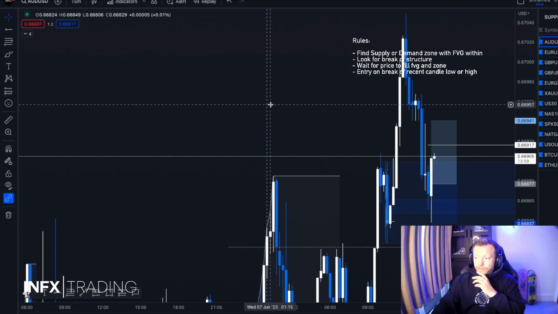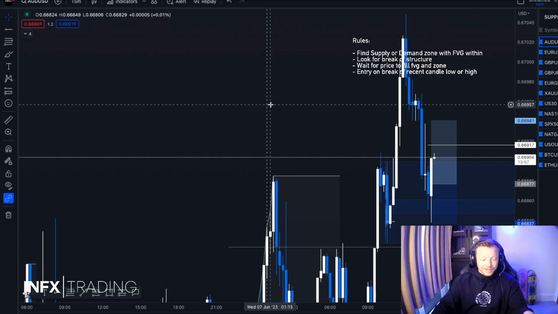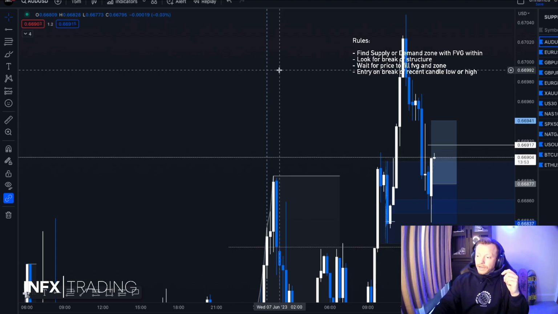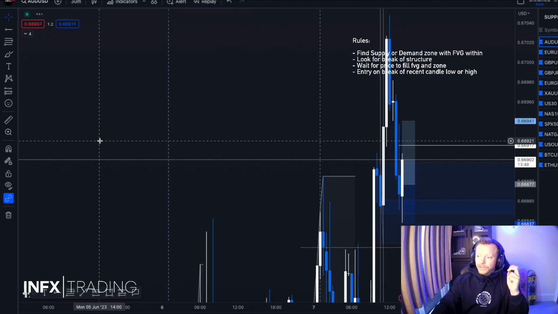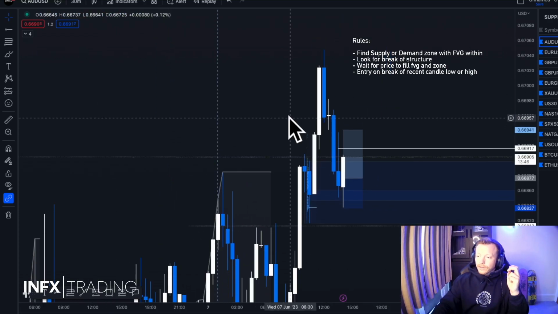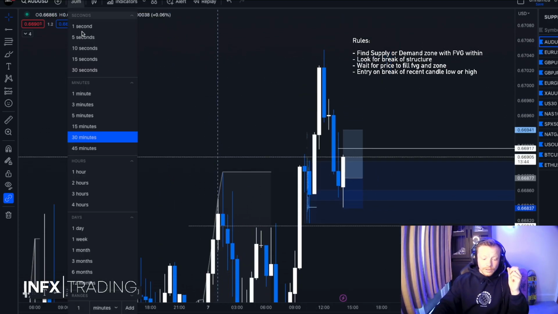So let's see how it goes. Obviously, a great save, and hopefully we can stay saved here. I might move stop loss to break even in a minute, but hopefully we can still keep pushing up from this zone as we are doing.